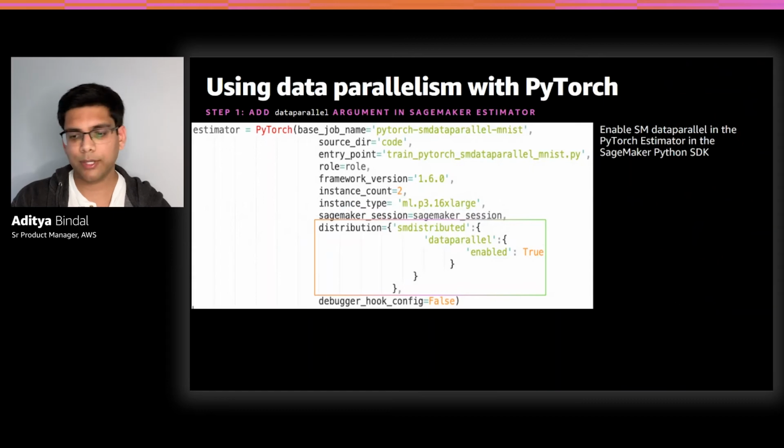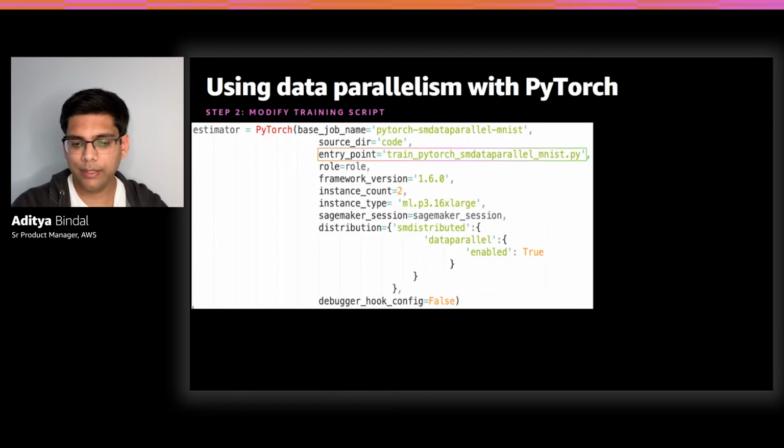If you've seen the PyTorch estimator before, you specify a name for your job, source directory, you point to where your training script is saved, you indicate the version of the framework, in this case PyTorch, that you want to use, and then the instance count and the instance type. And the only thing that changes here is this distribution argument. In the distribution argument, we will say that we want to use SM Distributed, and we want to use the data parallel engine, and that's what we want to enable. Nothing else in your estimator needs to change. The rest of it stays the same.